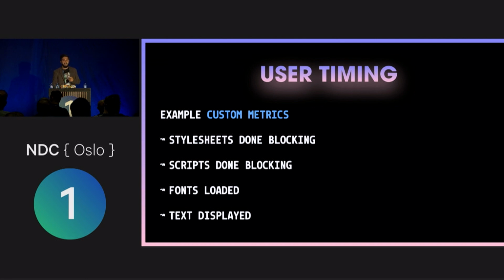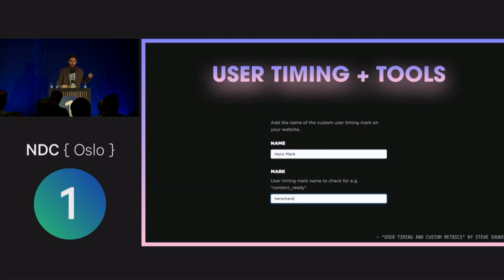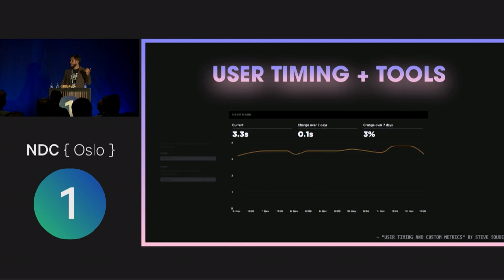And this plays really well with other tools. So for example, this is SpeedCurve, an observability tool for front end. You can register user timing entries, and you can, for example, watch how they evolve over time, for the good or for the bad.